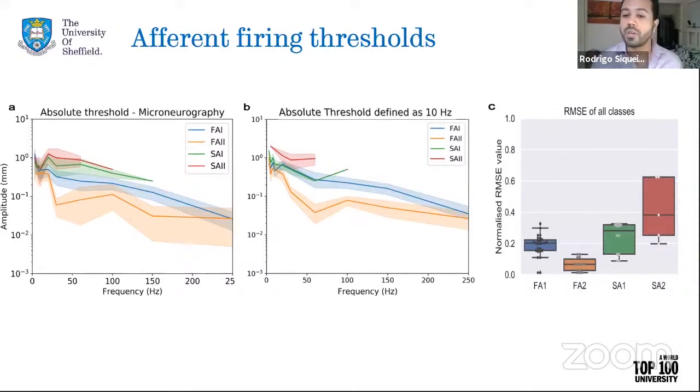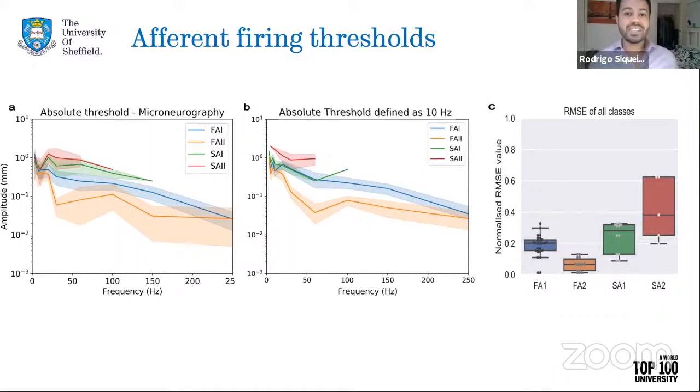So we went and measured the RMSEs, which is a measure of the difference between those two curves. If you look at this graph on the right, you can see that for the FAs, 0 means the curves are really similar, the optimal scenario, and 1 is the worst possible case. The FAs behave much better than the SAs, and they are all in a good range. The scatter points are the individual models.